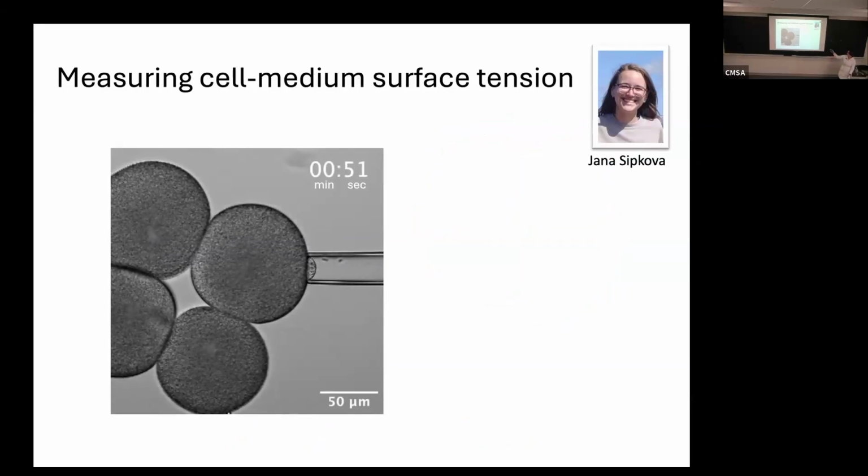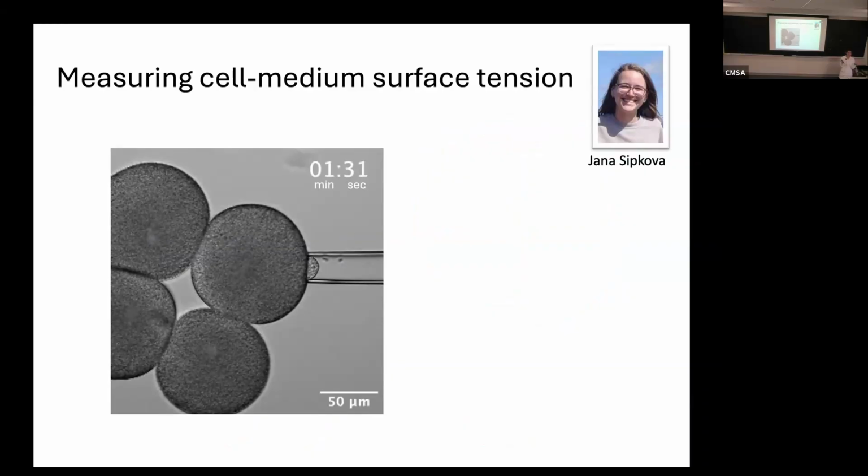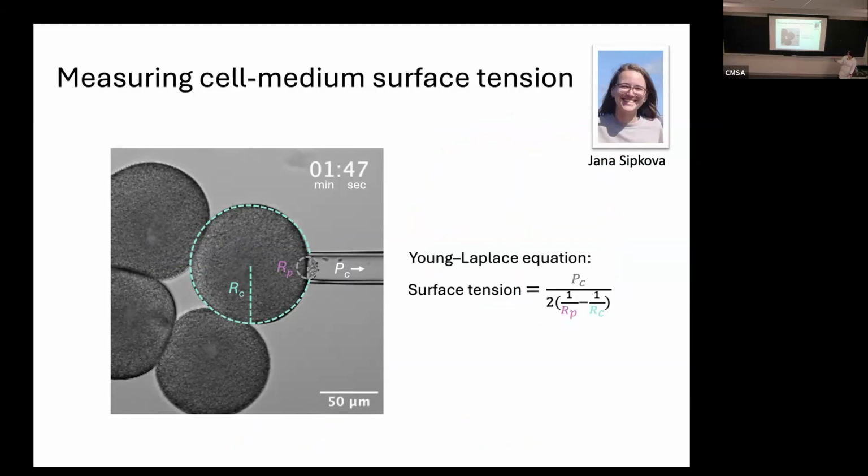And so what you do here is go in next to a cell with a pipette that you have hooked up to a very precise pump, so that you can suck in a little bit, very gently and slowly. You get a deformation of the cell into the pipette, and then you use Young-Laplace to measure the surface tension.